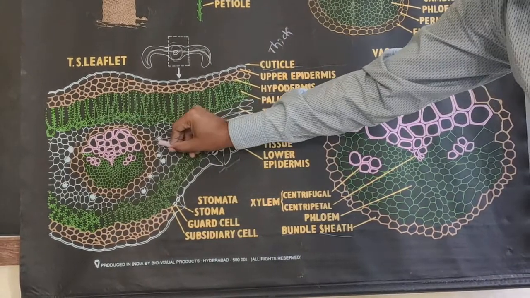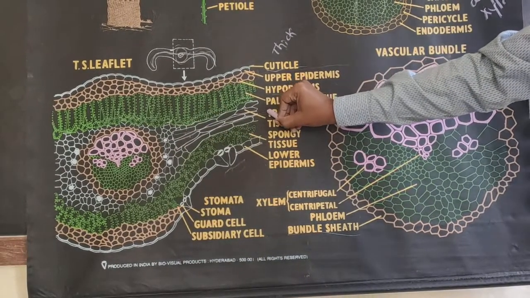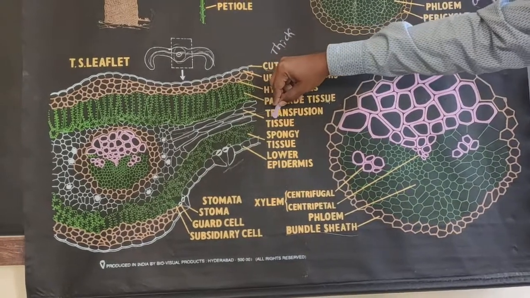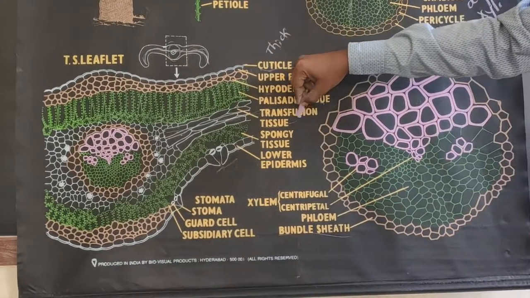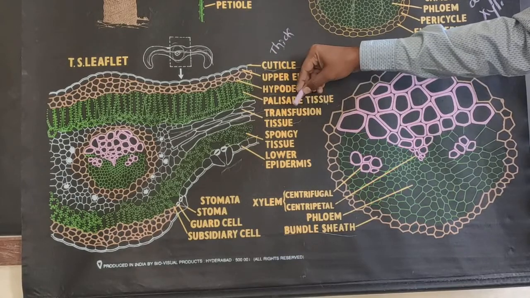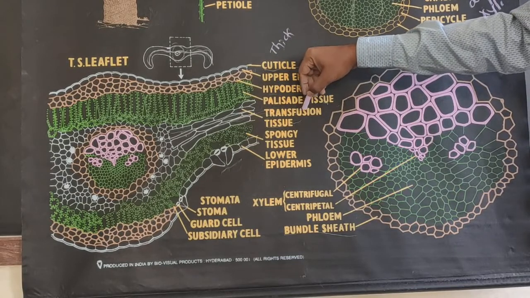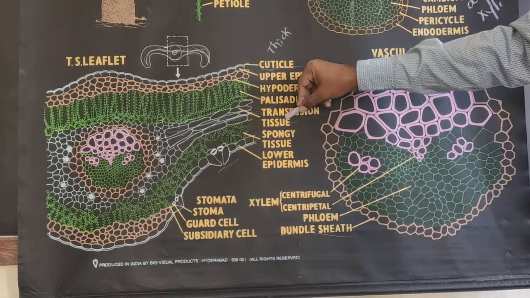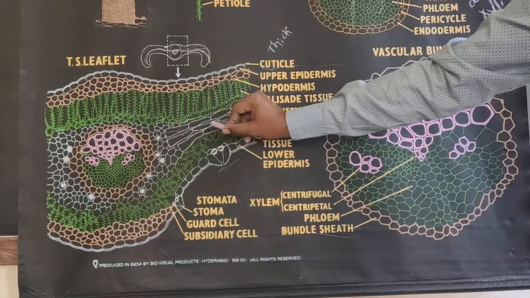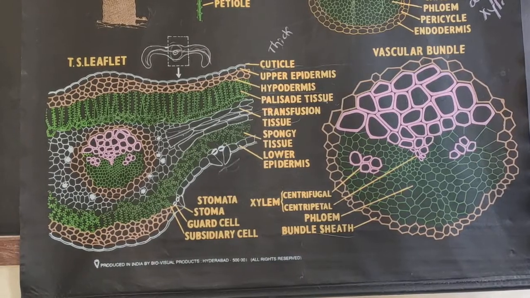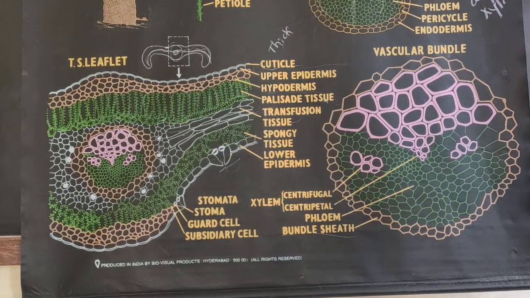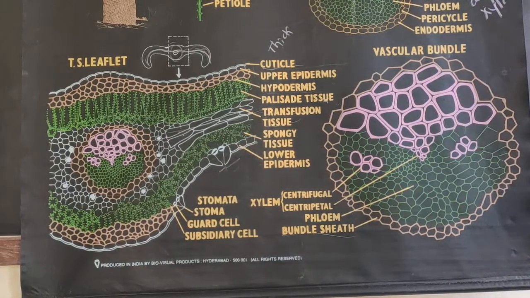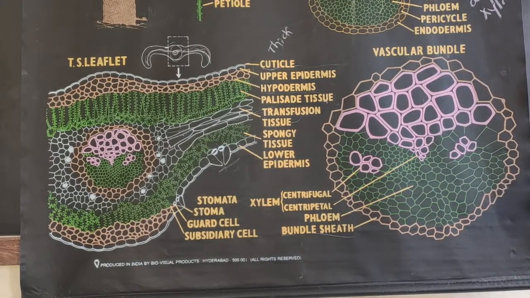So the function of lateral conduction is done by a special type of flat elongated cells. Those cells are known as transfusion tissue. These transfusion tissues help in lateral conduction of water and nutrients. So this is about the anatomy of the cycas leaflet.